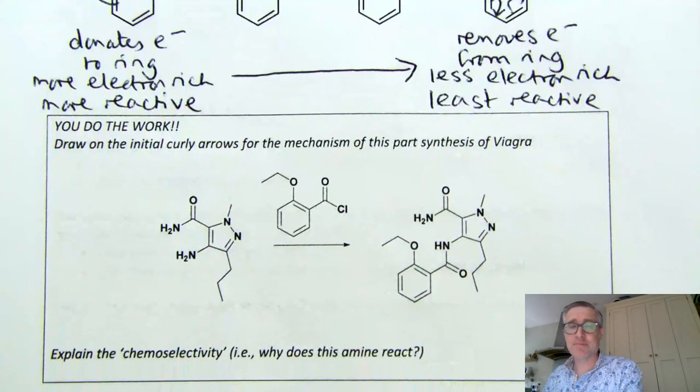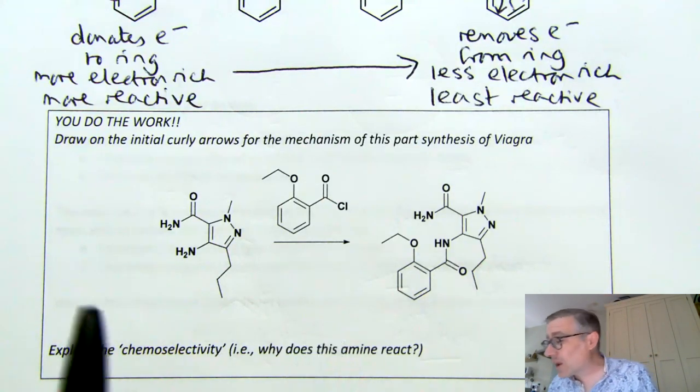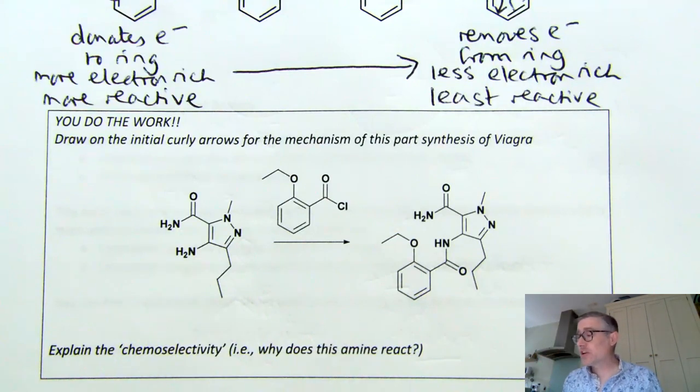There's one for you to look at here. This is part of the synthesis of one of the most significant drugs of the late 20th century, Viagra, which is a drug for erectile dysfunction. And all I'm asking you to do is to draw the curly arrows for the mechanism and to think about the chemoselectivity of that process. Why does the specific part of the molecule, the amine that you use, react with the acid chloride rather than other parts of the molecules? So try and draw a curly arrow mechanism, the initial curly arrows, and think about the chemoselectivity in that synthesis of Viagra.